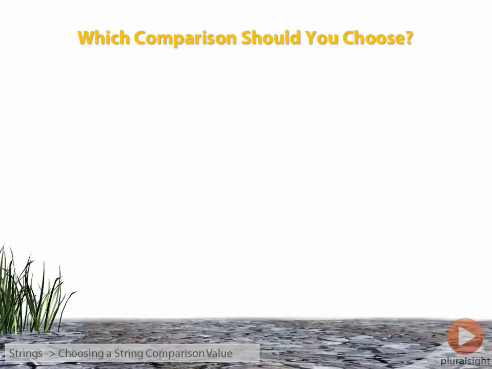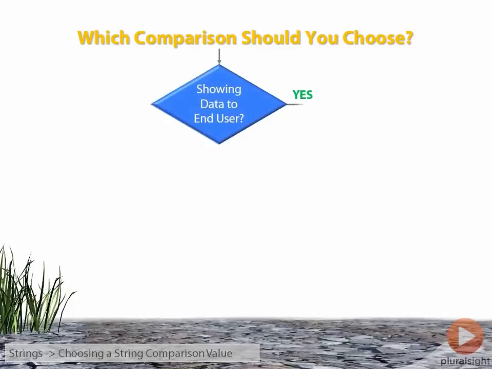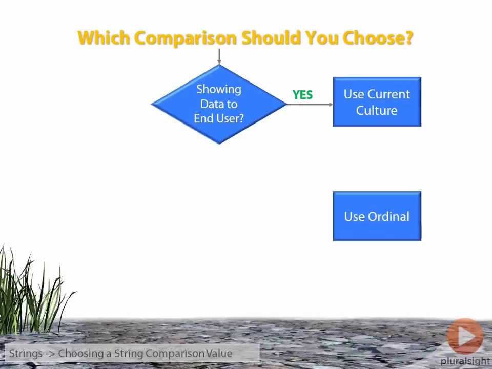So which comparison should you choose? This obviously depends on what you are trying to achieve when you compare the strings, but I can give a couple of general guidelines. Firstly, I think it's obvious that data that is being presented to an end user should almost always be processed using the end user's own culture, so you'll normally choose to use the current culture for UI stuff.